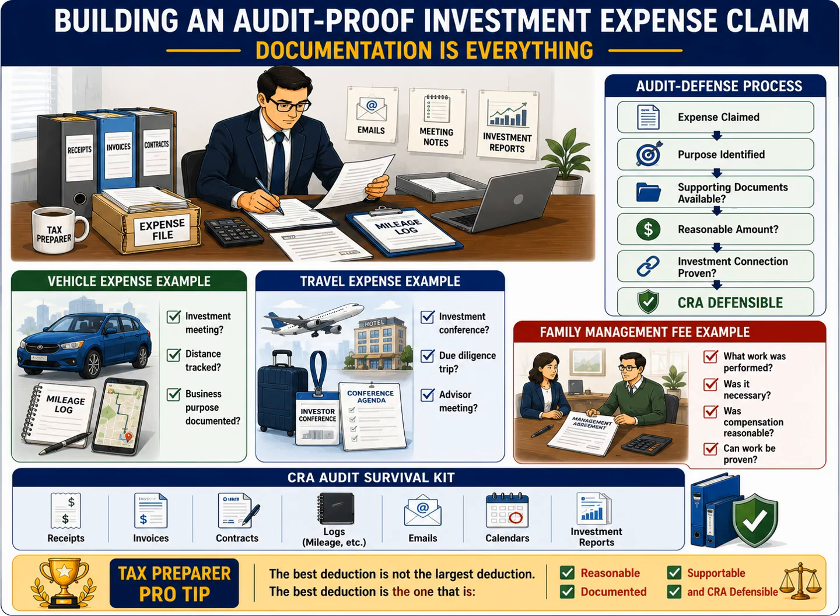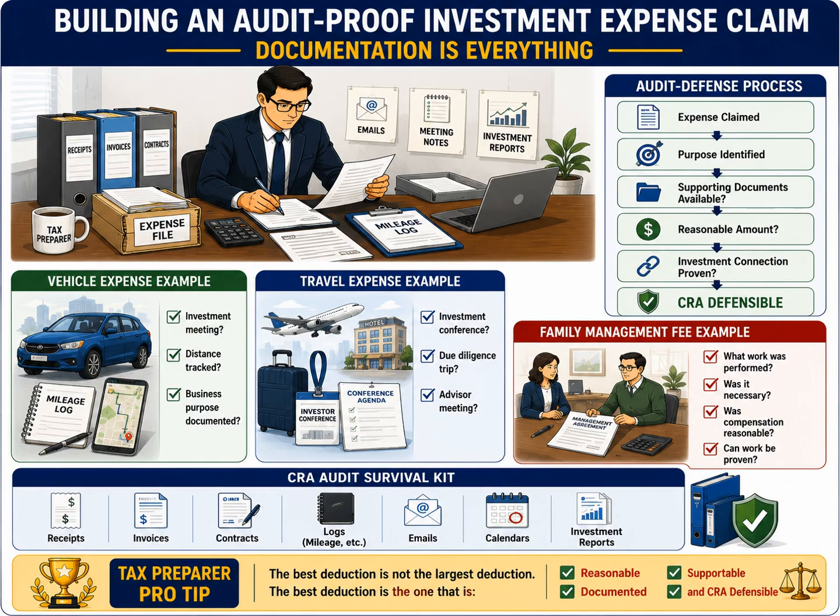In the middle section, we have travel expenses. The CRA will often ask why the travel occurred and how it relates to earning investment income. For example, travel to attend an investment conference, perform due diligence on a potential investment, or meet with advisors may be easier to justify if appropriate documentation exists. Airline tickets, hotel invoices, conference registrations, agendas, and meeting notes all help support the claim.